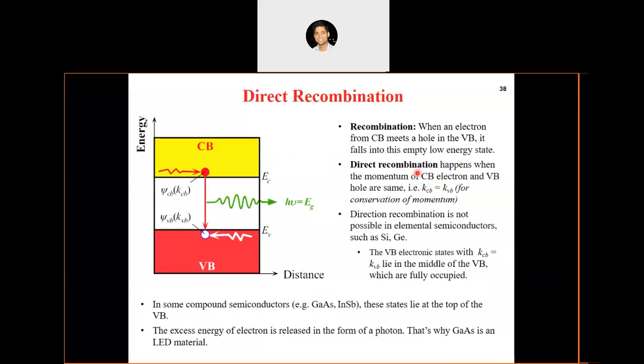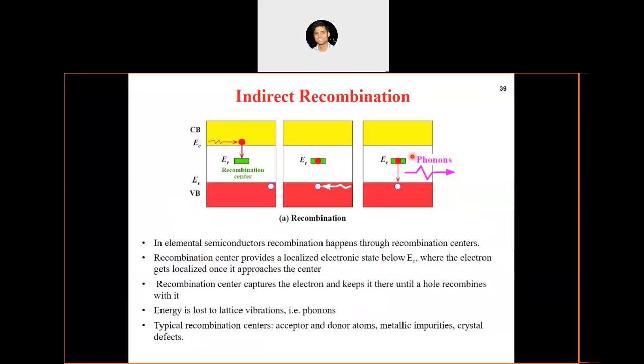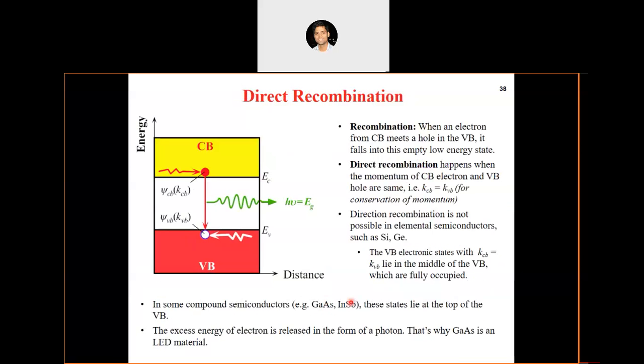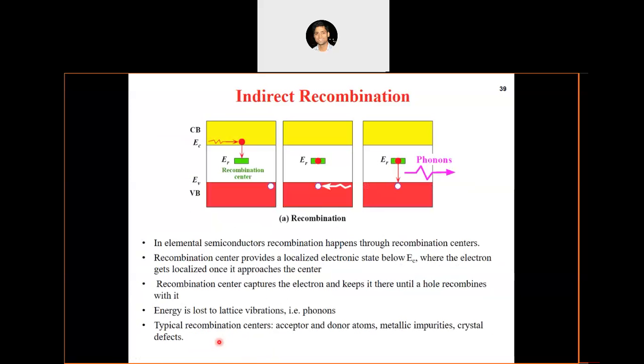So one of the major differences is, in direct recombination, the extra energy is released in the form of light. In this case, the extra energy is released in the form of heat. Direct recombination happens in compound semiconductors, and that's why they are used in LED materials. And indirect recombination happens in elemental semiconductors like silicon and germanium. All right.